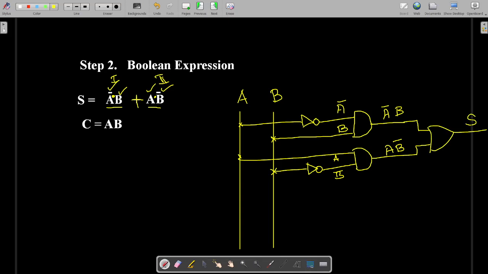So the output is yes. Okay, this is the sum output. Similarly, we can go for the second output. Second output is carry. Carry is AB.